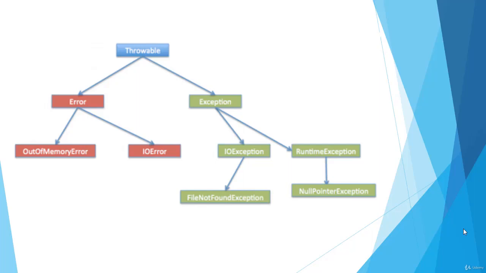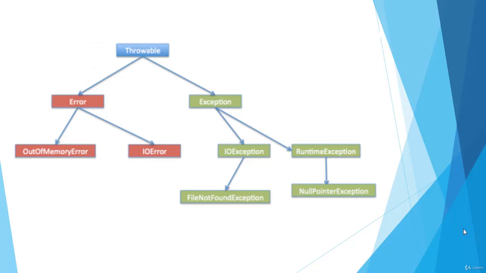Now this is the hierarchy of exception handling. These all are classes. First of all, we have a parent class of all these child classes, that is Throwable. Throwable has two child classes, Error and Exception. Right now we only have to deal with Exception. Exception is the child class of Throwable, and Exception has further child classes.